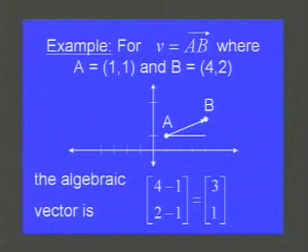Okay, now as you see, to get from point A to point B, I'm going to need to go right 3 and up 1, just like the (3, 1) that I found from subtraction.